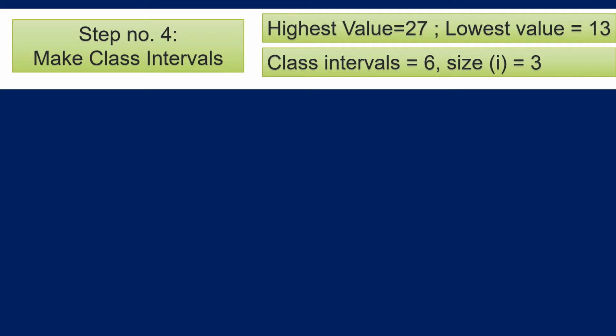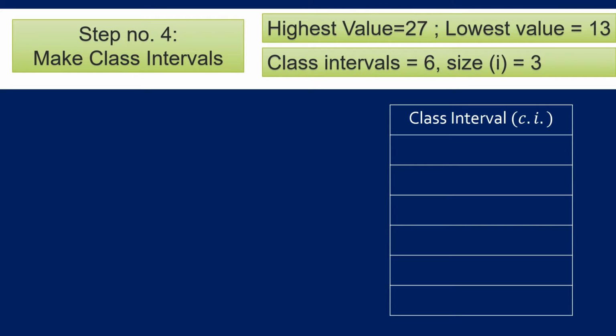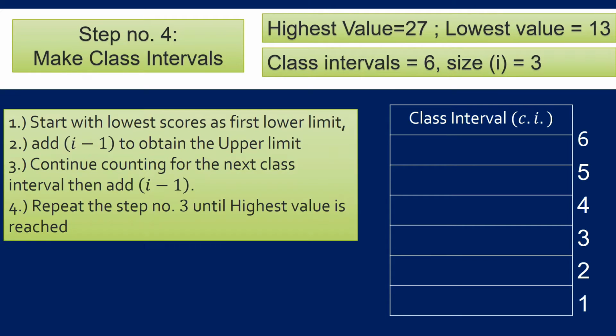These are the facts that we have from the previous steps. Highest value is 27 and the lowest value is 13. We have to make 6 class intervals with a class size of 3. I have here a table labeled class intervals, with initials CI, and these are the locations of the class intervals. At the bottom, that would be our first class interval. These are the steps on how to make the class intervals.